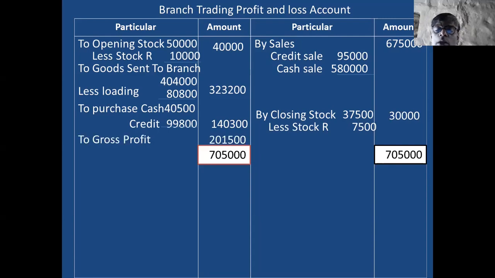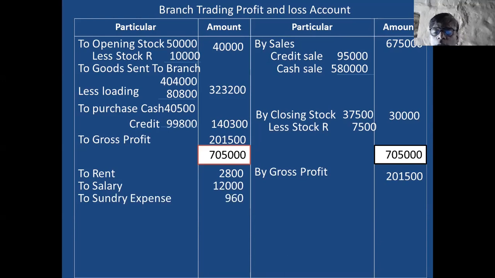Gross profit is 2,01,500. Gross profit 2,01,500. Then you take all the expenses. Rent is 2,800. Salary 12,000. Sundry expense 960. Petty cash expense. Remember, as per the petty cash account I am taking, not the cash given by head office. Remember properly, cash given by head office is 968. That means petty cash expense 968.